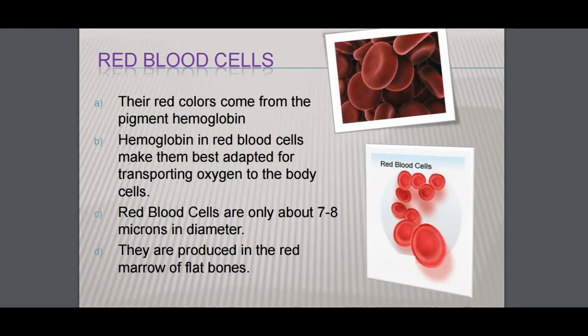The red blood cells. Their red color comes from the pigment hemoglobin. Hemoglobin in red blood cells makes them best adapted for transporting oxygen to the body cells. Red blood cells are only about 7 to 8 microns in diameter. They are produced in the red marrow of flat bones.